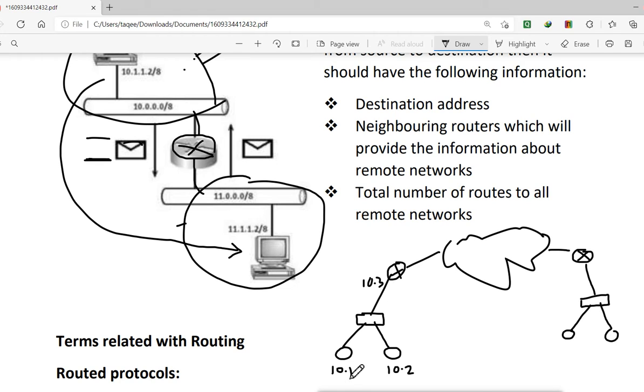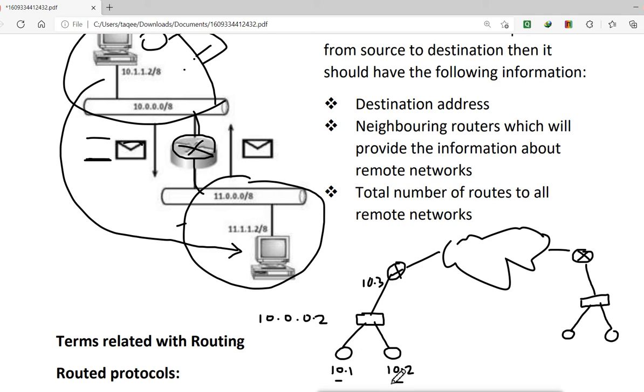Now what happens when you ping from this machine to this machine? You will run the command ping, and then you mention the IP address that I want to check the connectivity with, 10.0.0.2. That means this machine, or even you try to check the connectivity with router's IP address, that means 10.0.0.2 or 10.0.0.3. Then your machine asks what is the network path.